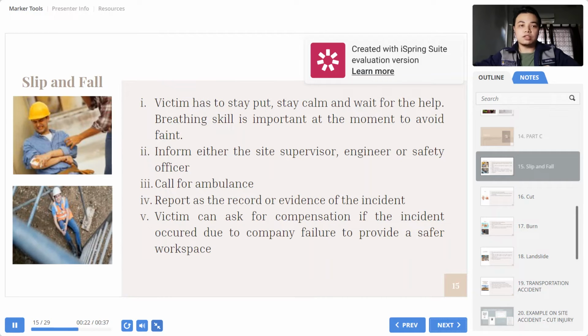Call for the ambulance, report the accident as the record of evidence. The victim can ask for compensation if the incident occurred due to company failure to provide a safer workplace.